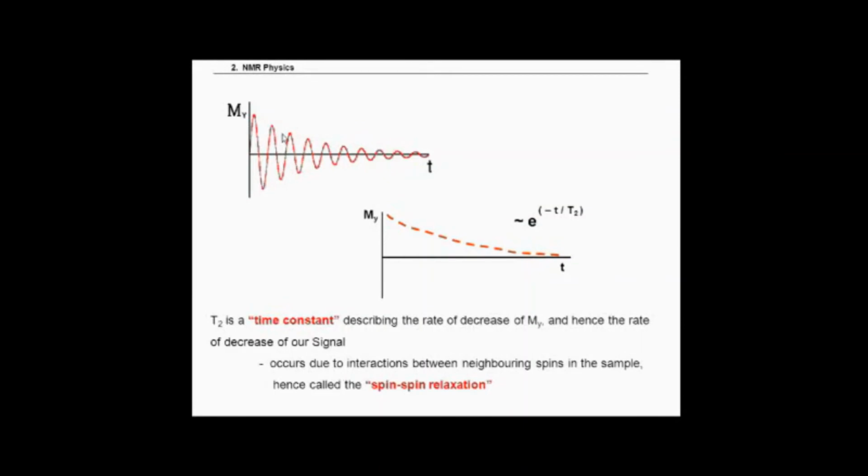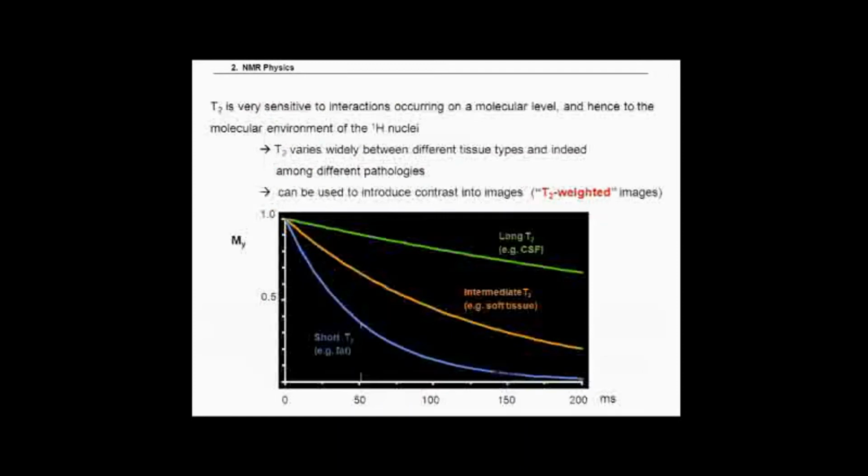And it turns out this value of T2 occurs due to the interaction on a molecular scale between the magnetic moments on neighbouring nuclei, so within neighbouring water molecules. So it's called spin-spin relaxation because it's related to the interaction of neighbouring nuclear spins. And because it's happening at such a molecular level, this T2 property is very, very sensitive to interactions and hence to the molecular environment that the water molecules happen to find themselves in.